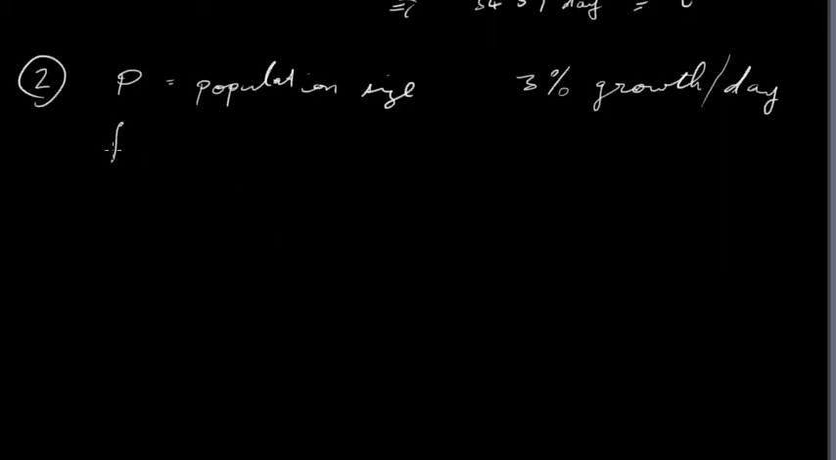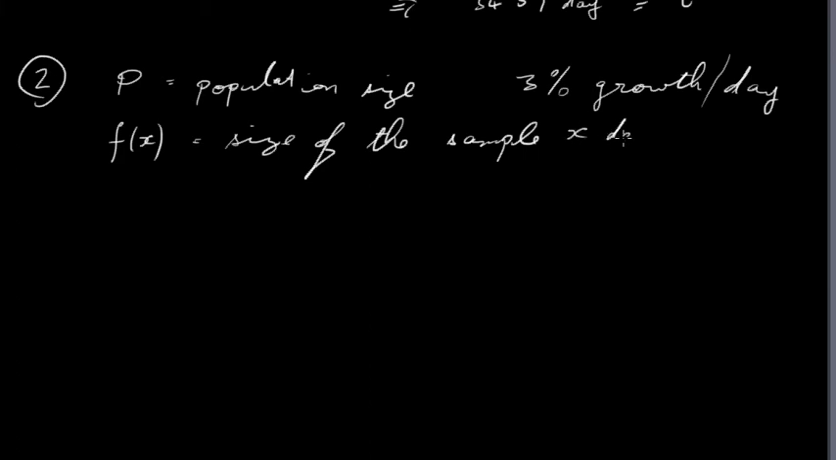So, we're going to say let f of x, this is our function, represent the size of the sample. That's going to be the size of the sample x days later. Okay, so we have p as our population size. It's going to grow by 3% per day. F of x is going to be a function which represents the size of the sample after x days.